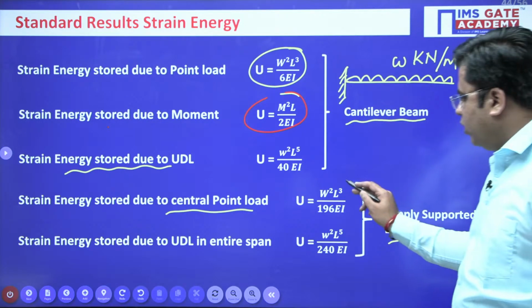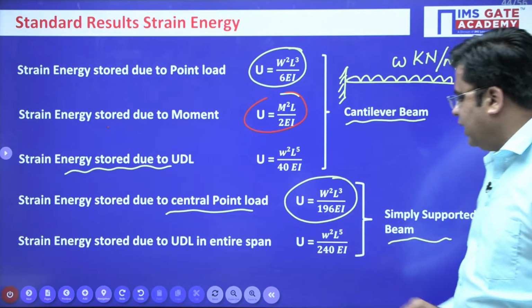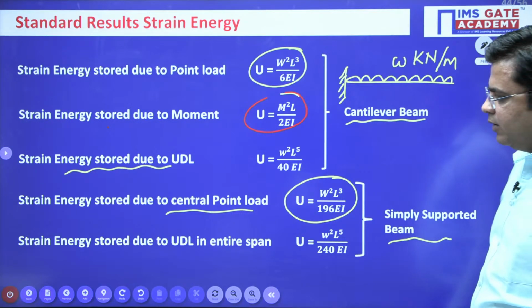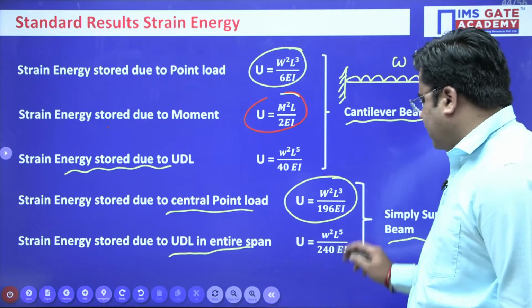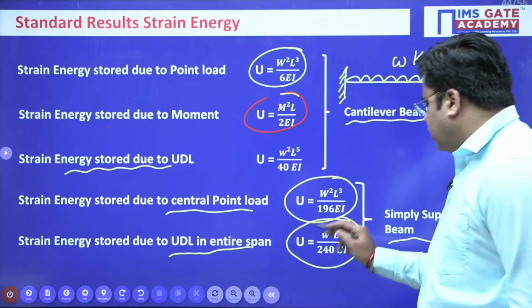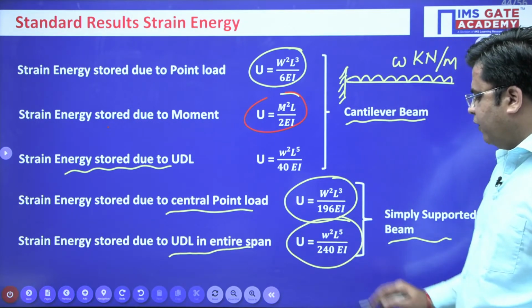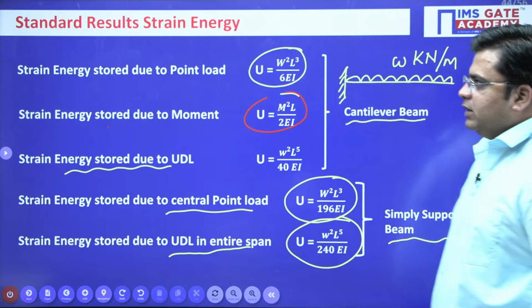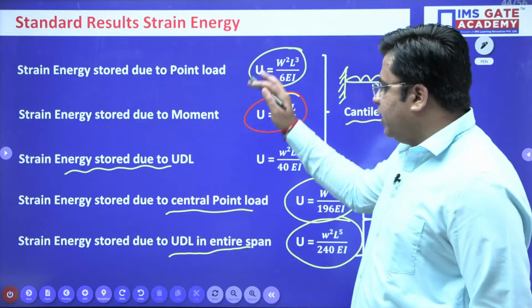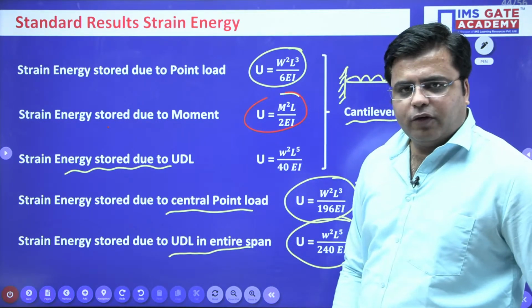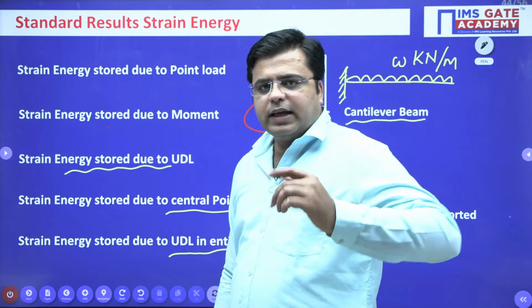Next is strain energy stored due to the central point load in a simply supported beam. This is equal to U is equal to W square L cube upon 96 EI. Then the strain energy stored due to UDL in the entire span, U is equal to w square L raised to power 5 upon 240 EI. So these are some of the standard results of the strain energy which you can remember directly in order to get the deformation by using Castigliano's theorem.